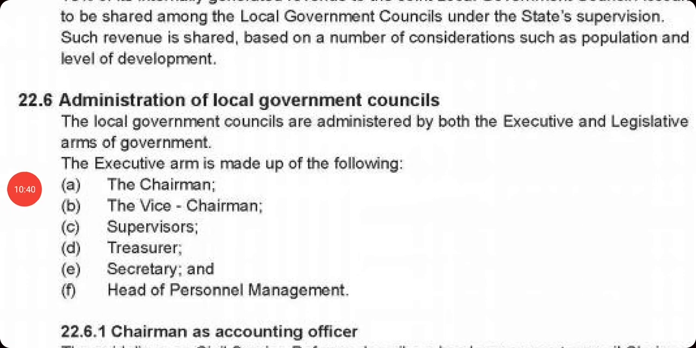So with that said, we go on to look at the various persons responsible for the management of the local government area. The first person is the chairman, the second is the vice chairman, the third is the supervisors, who are actually not one person. The number of supervisors depends on the number of departments we have in the local government council. The next is the treasurer, then the secretary, and the last but not the least is the head of personnel management. So we'll move on to look at this set of people and what they do.